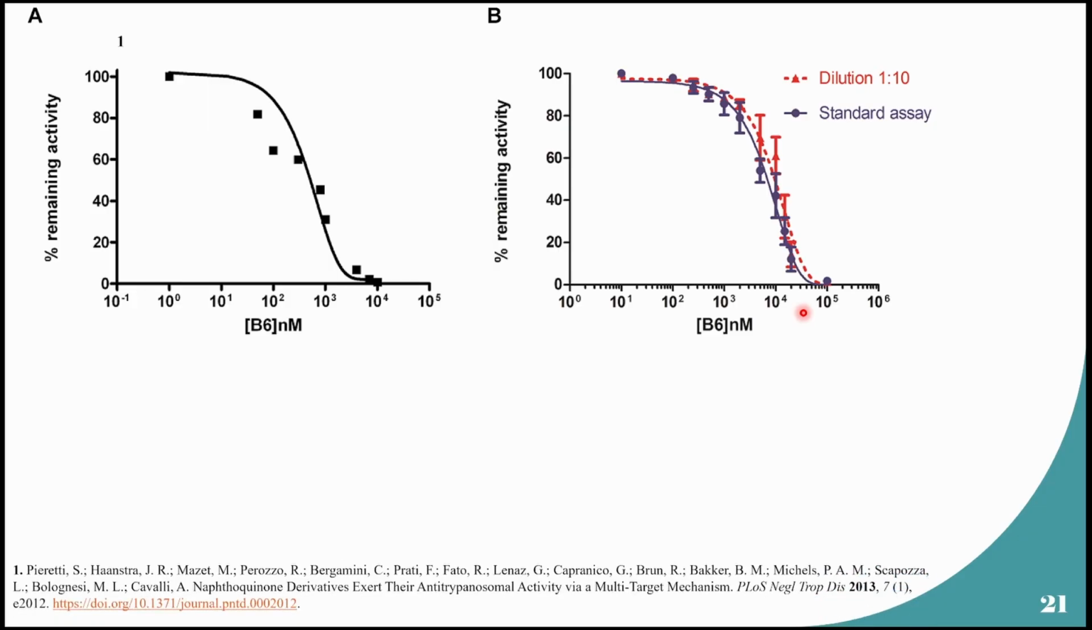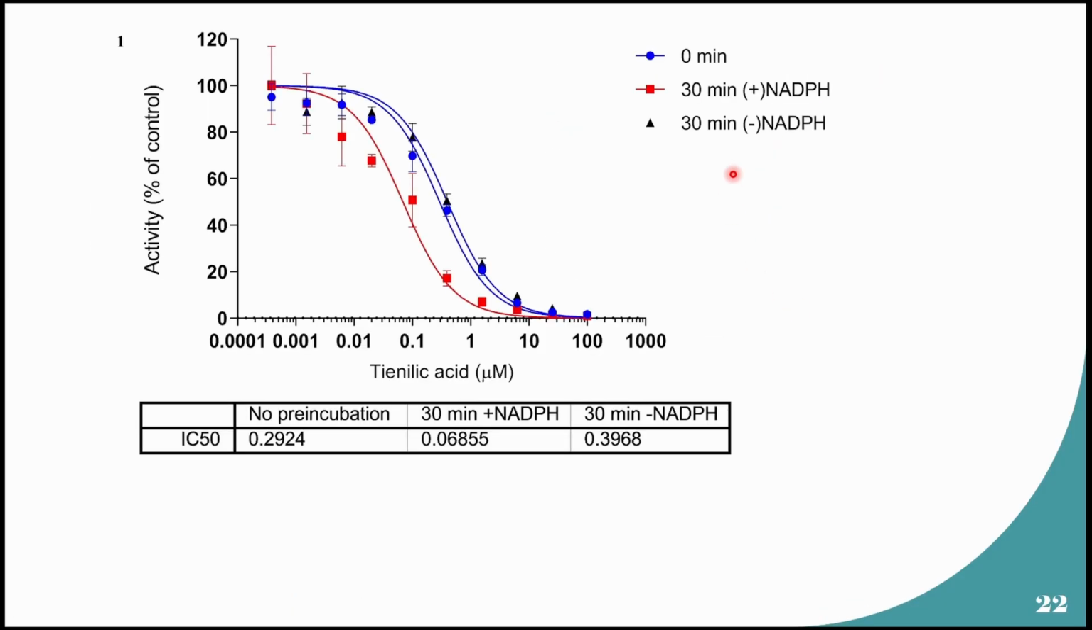For example, here is the same plot described in a different way. And these kinds of plots can also have activity percentage of control, and then something added on the x-axis also.